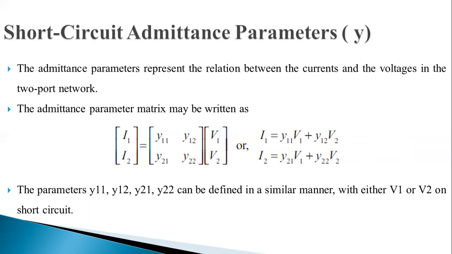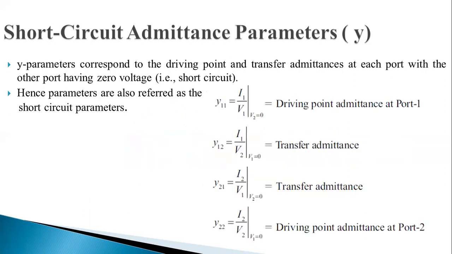This parameter is also called the short circuit parameter. Why? We will discuss why it is called the short circuit parameter. The Y parameters are obtained by setting each of the port voltages to 0 by short circuiting the ports. So whenever we make a voltage 0, it means we are going to short circuit that particular port. Hence, it is called a short circuit admittance parameter.